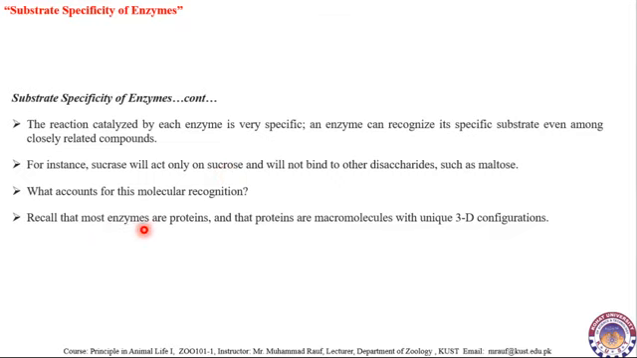Recall that most enzymes are proteins. Yes, but not all enzymes are proteins, because recent discovery suggests that RNA can also act as an enzyme, and such enzymes are called ribozymes. So now we cannot say that all enzymes are proteins, but the majority of them are proteins.